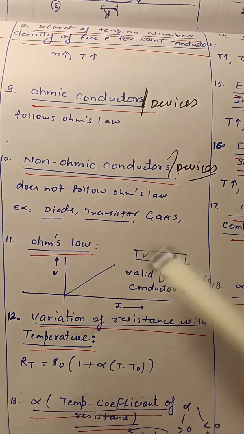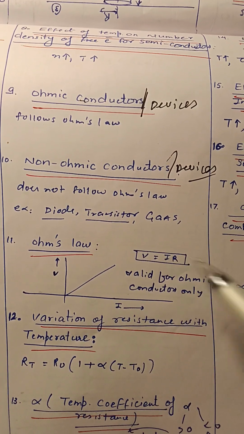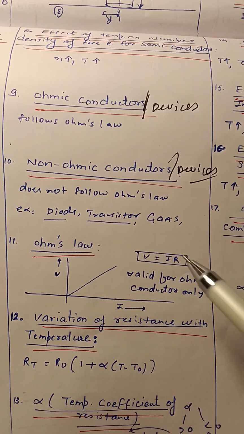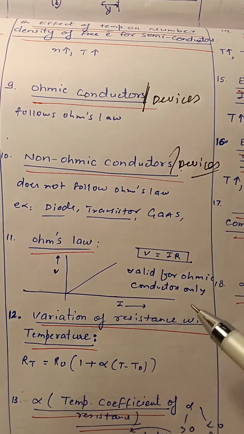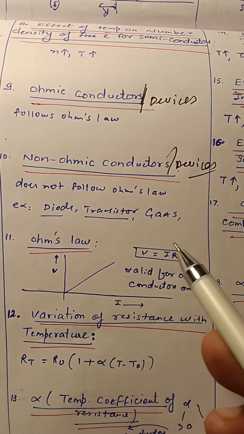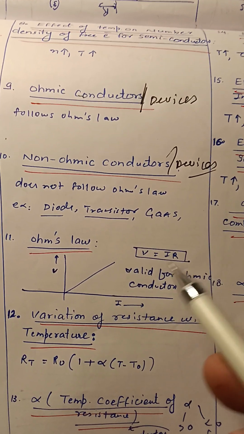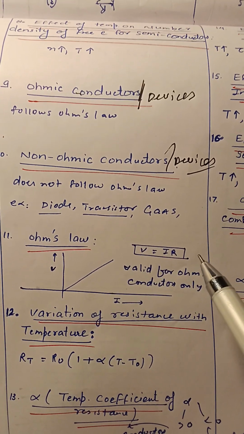So Ohm's law is V equals IR. The current produced in an ohmic conductor is proportional to the voltage and inversely proportional to the resistance, and from there we get V equals IR. Larger the voltage across a given element, larger is the current across it, given that resistance is constant. So resistance is constant in Ohm's law.